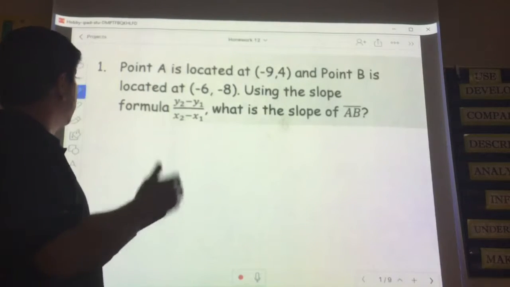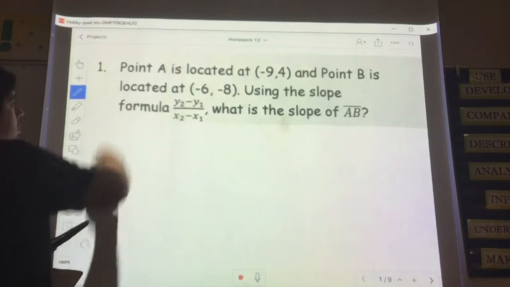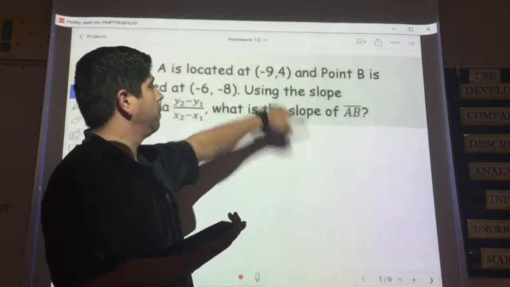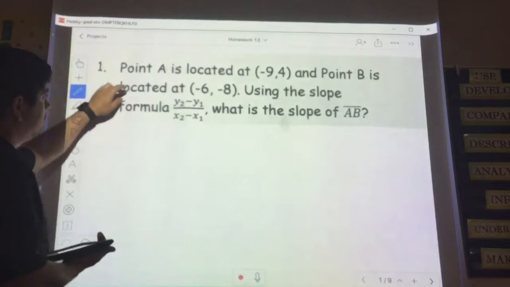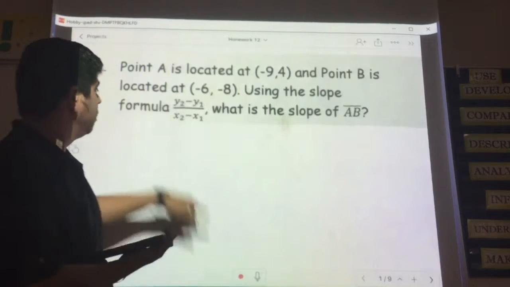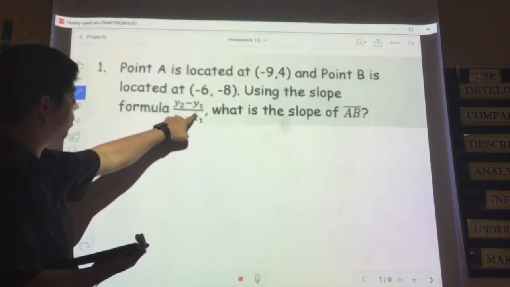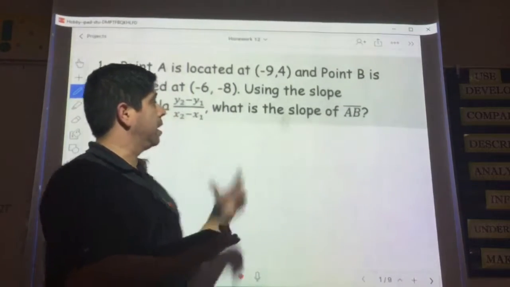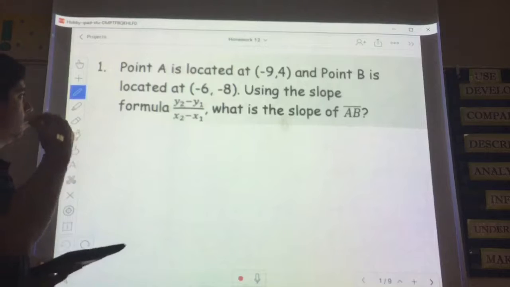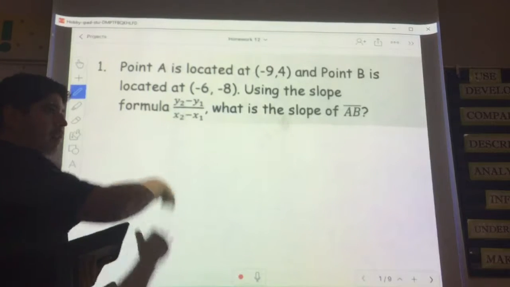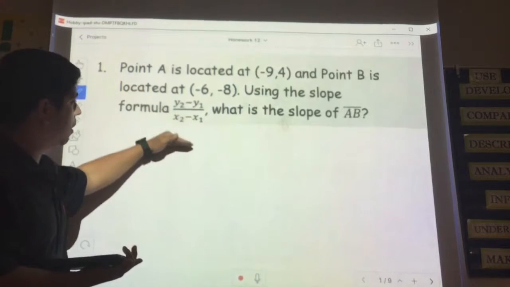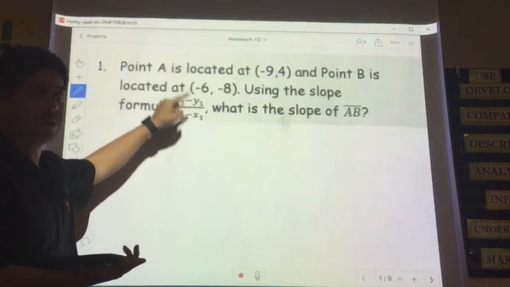So number one, we'll start with number one. Point A is located at negative 9, comma 4, and point B is located at negative 6, comma 8. Using the slope formula, y2 minus y1 over x2 minus x1, what is the slope of line segment AB? This is kind of what we did last week. We just put the points on top of each other, and then we're going to find the difference. We're going to subtract.